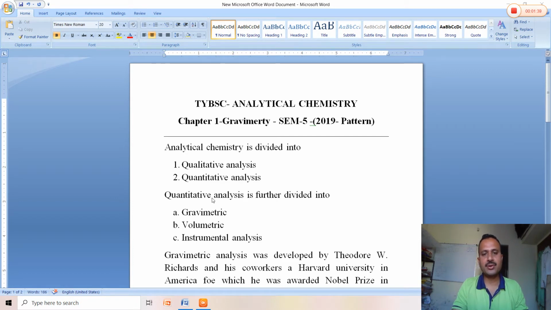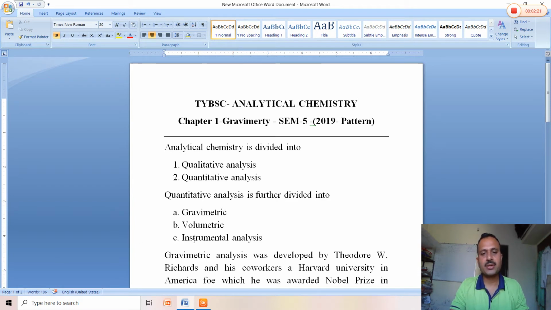Now again, quantitative analysis is further divided into gravimetric analysis, which is the chapter name, then volumetric analysis, and another is instrumental analysis. Gravimetric analysis, as I have already said about the principle of gravimetry, determines quantitatively the weight of the material in as pure a form as possible. Volumetric analysis is based on the titrimetric method, where by simple calculation N1V1 is equal to N2V2, we determine the volume, and in terms of volume we determine the weight of the sample.